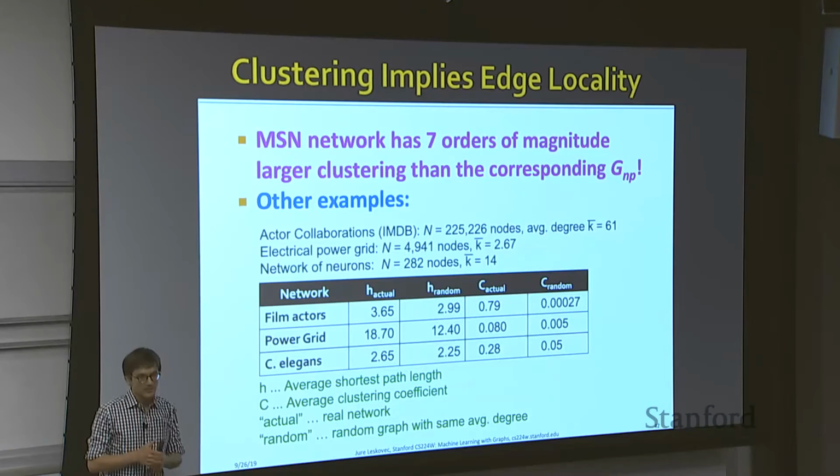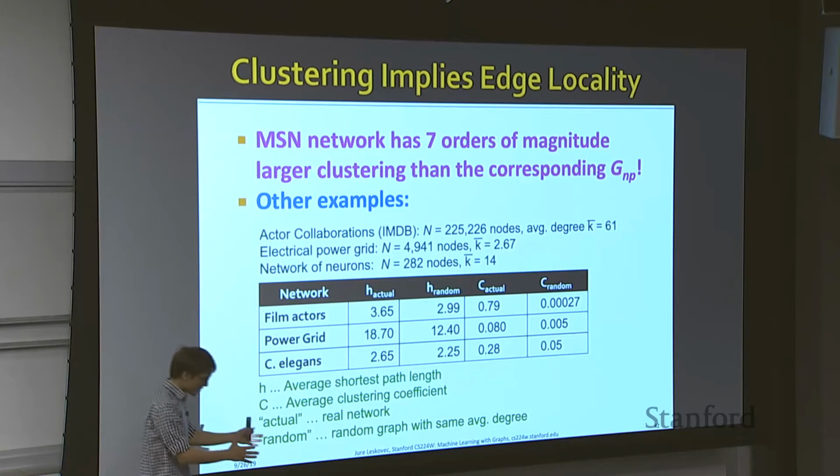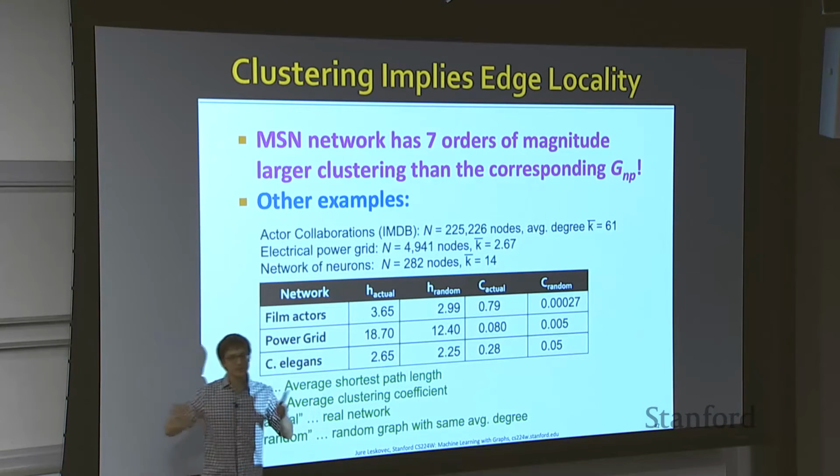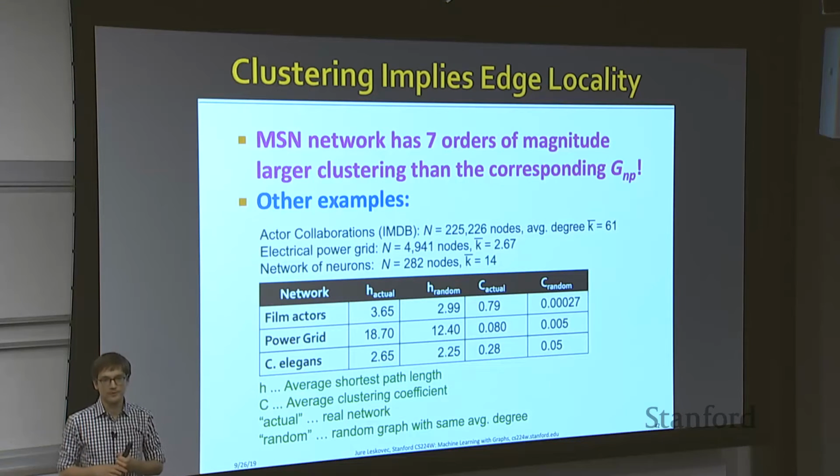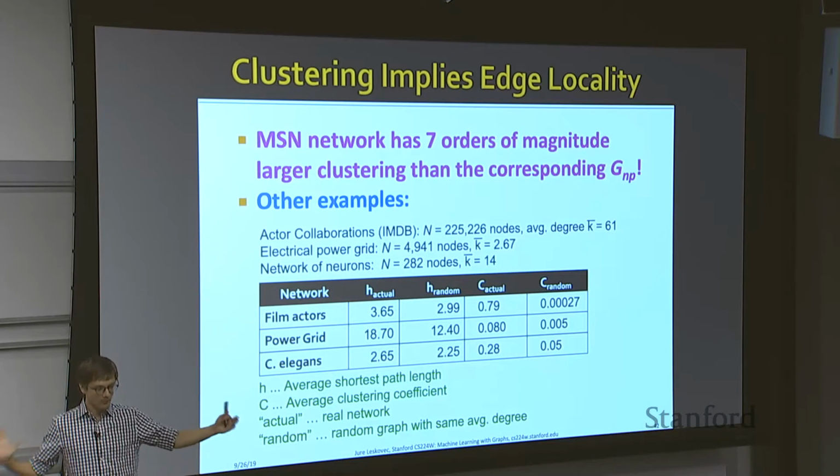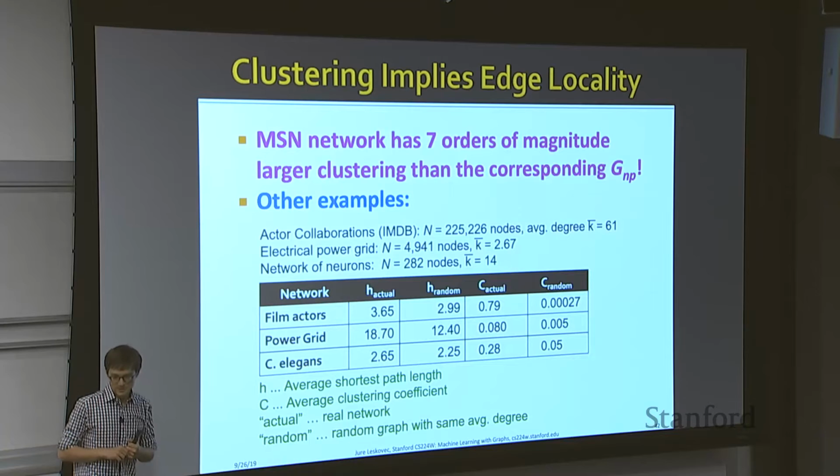As I showed you in the messenger network, the clustering coefficient between the messenger network and the random graph was 7 orders of magnitude off. So our error was 10 million times.